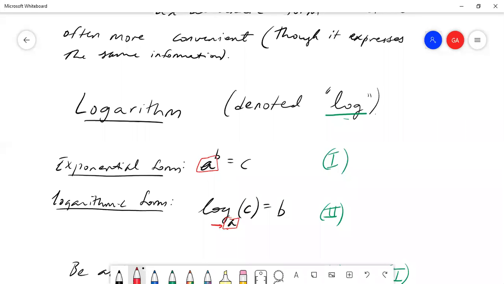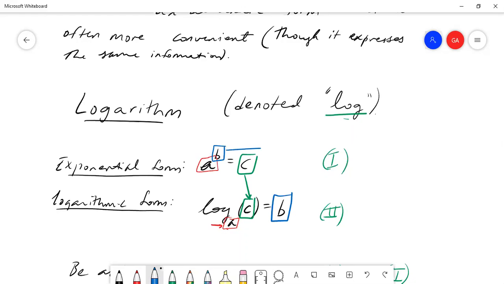The answer to the exponential, the right-hand side, the thing that the exponential equals, gets put here in the parentheses of the log. So this is what the log eats, so to speak. This is what you feed the log, right? And what does the log spit out? Let me use a different color. The log spits out the exponent, b, the exponent on a.